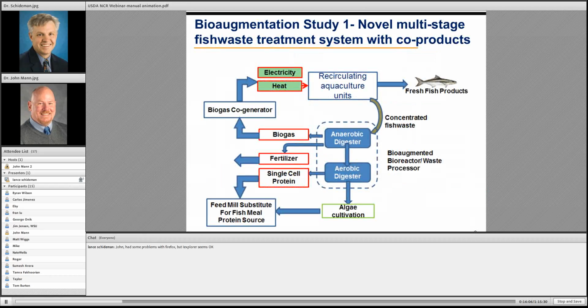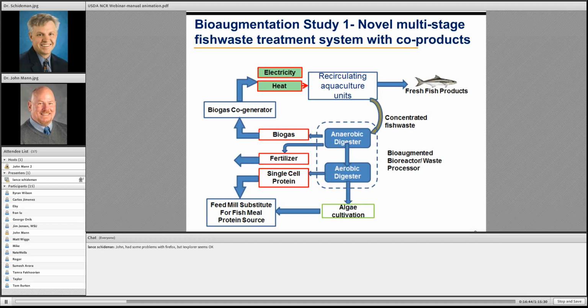Okay, so the next one here shows what I would call an integrated multi-stage waste treatment system that in this particular case was applied to fish waste from indoor aquaculture, but it could also be applied to any other bio-waste stream, such as manure or municipal waste or food waste. The basic idea is that you start out with the concentrated fish waste material coming off the bottom of the aquaculture tanks. The first step you want to do is anaerobic digestion to get as much energy out of that material as possible.